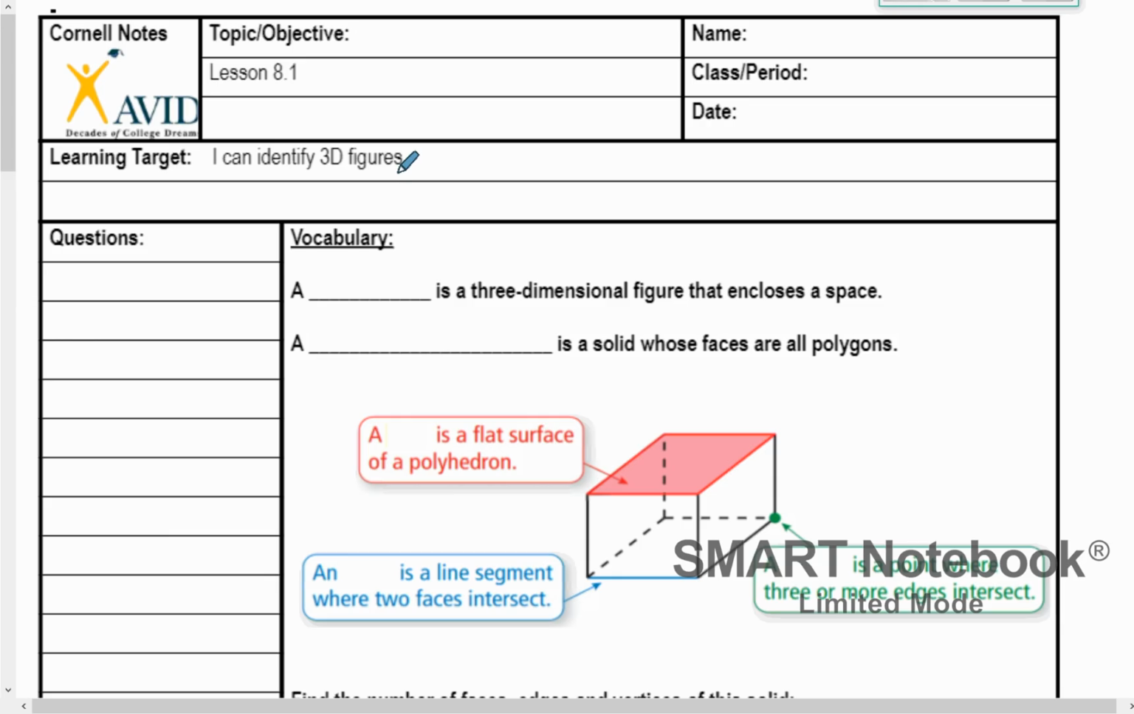The first part of this lesson is going to be some vocabulary and some parts of these 3D shapes. Another word that we use when we talk about 3D shapes is solid. A solid is a three-dimensional figure that encloses a space. So this is a three-dimensional figure that has some sort of space enclosed by all those sides.